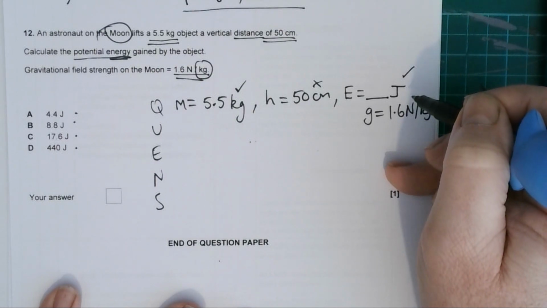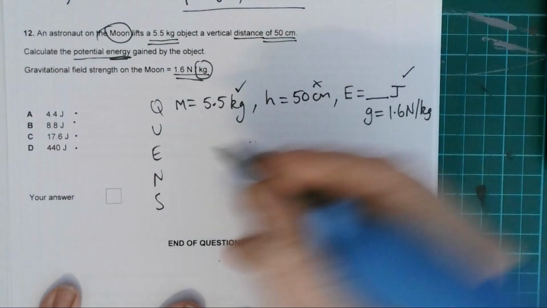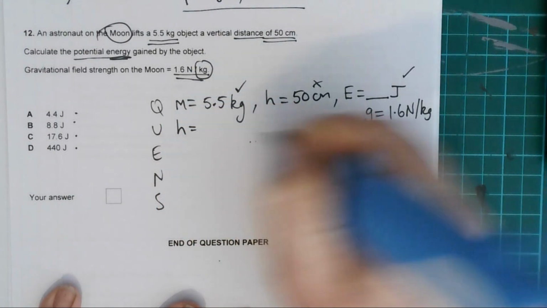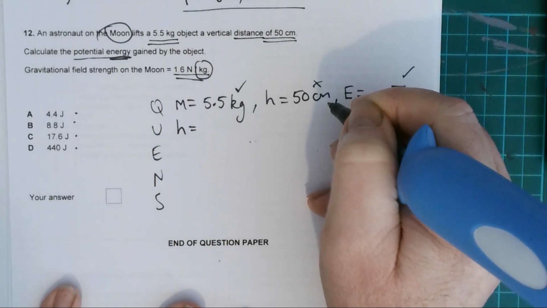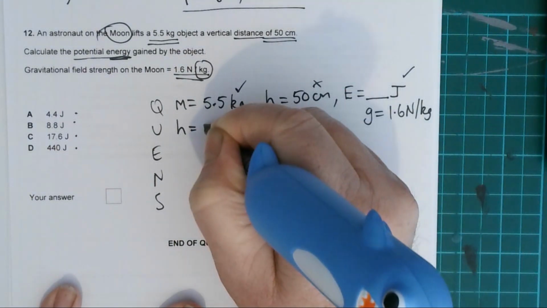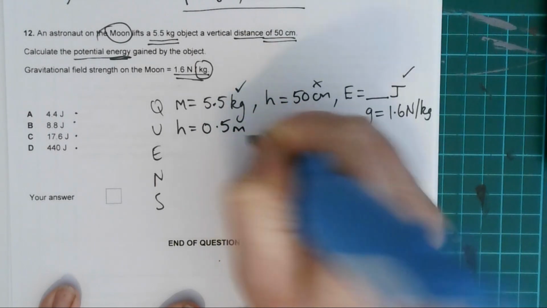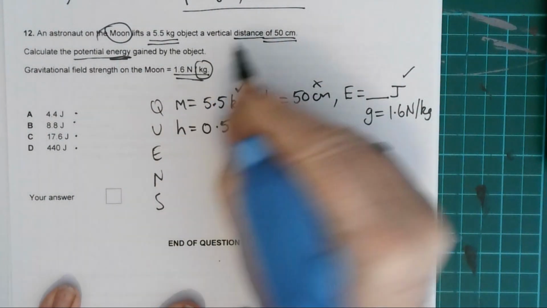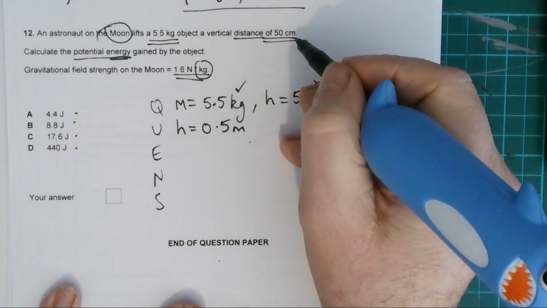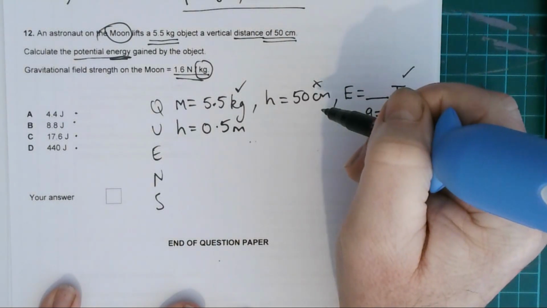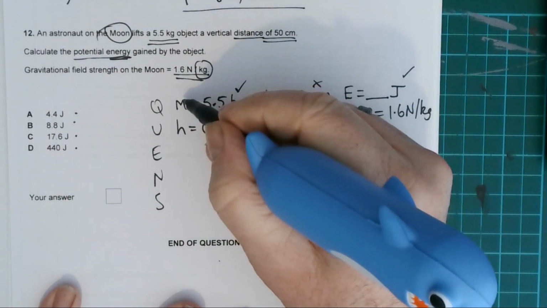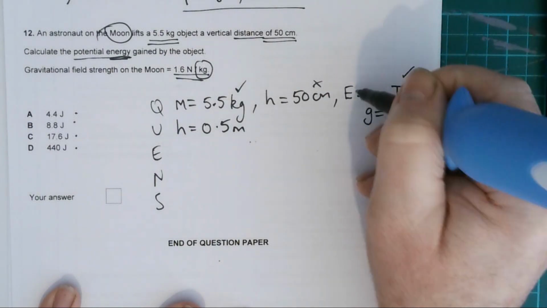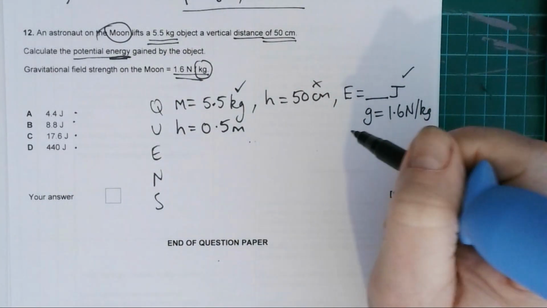Alright, so let's fix our units. The one I don't like is the height, 50 centimeters, so that's half a meter. There's 100 centimeters in 1 meter, and 50 is half of that. That's nice and easy, 0.5 meters. The astronaut on the moon is not likely to lift it further than that, so it makes sense. Equation. Well, I need to go to the equation sheet, don't I? I've got m, I've got h, I've got E, I've got g. Let's have a look.